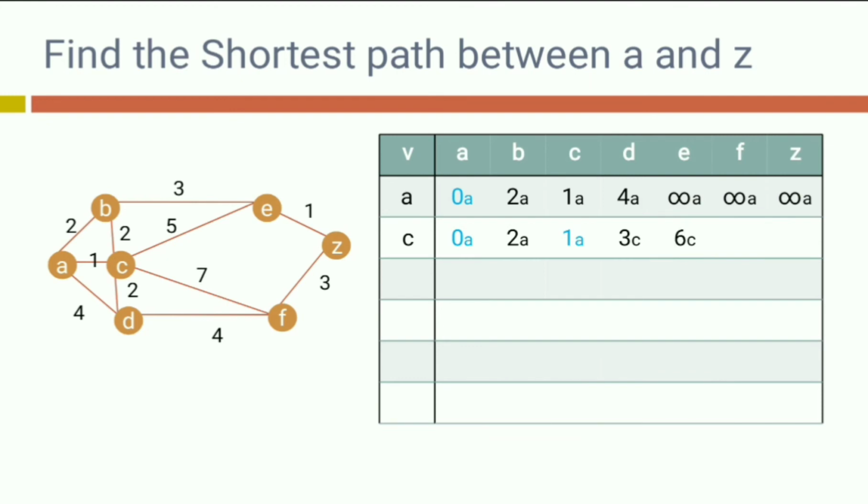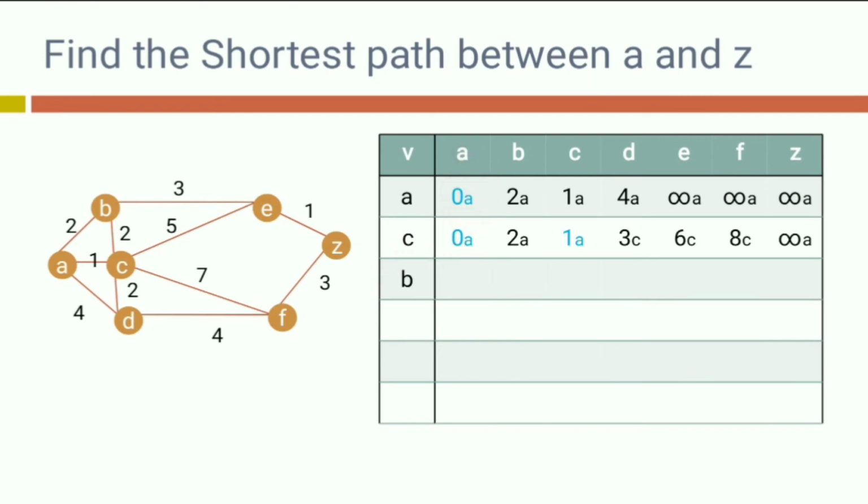Then what about F? It's 7, so 7 plus 1 is 8. Again an improvement, so we'll write it here. Z is not reachable directly from C, so it will remain infinity. Now what's the minimum distance? 2 is the minimum distance, so we'll include vertex B in our shortest path.